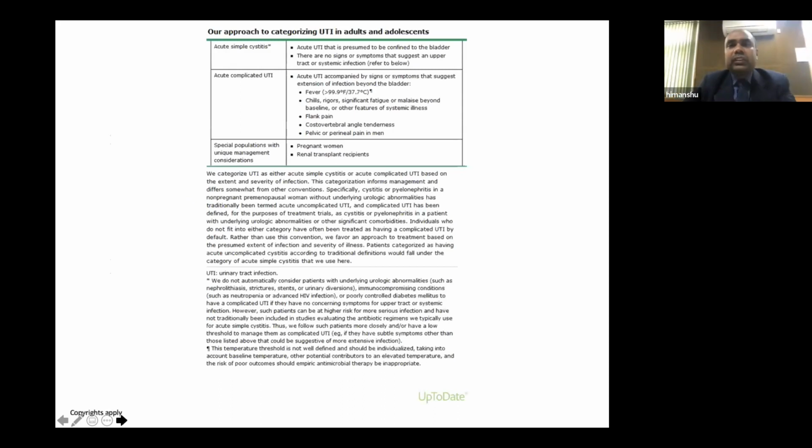If you look at many of the latest guidelines, very simply, acute cystitis, as I said, is presumed to be confined to the bladder, and there are no signs going into the upper tract. Any other signs which come up, like fever, chills, even severe abdominal pain and all, will be considered as leading to complicated UTI of the upper tracts.